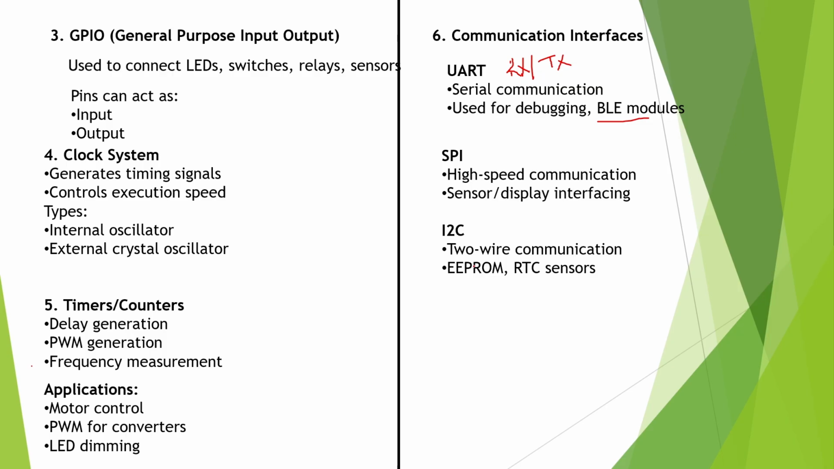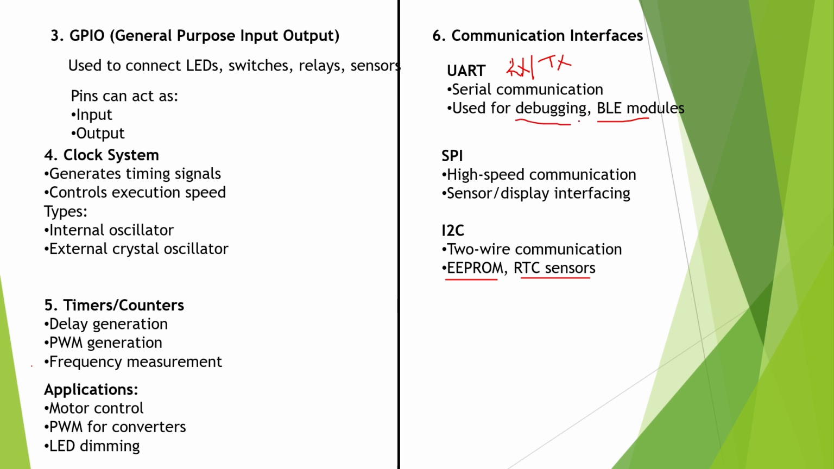What is the meaning of half duplex? You are sending data from one side to another, and the other side will not send data. If we talk about full duplex, then you are sending and receiving data at the same time. I2C also works on two wires. Basically, this is used for EEPROM and I2C sensors interfacing with microcontrollers. Understood?